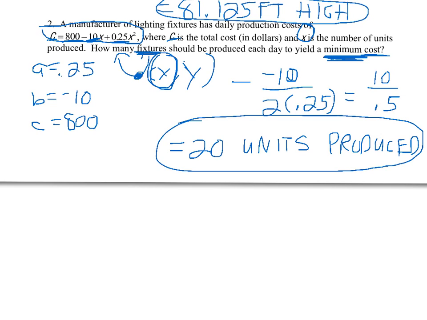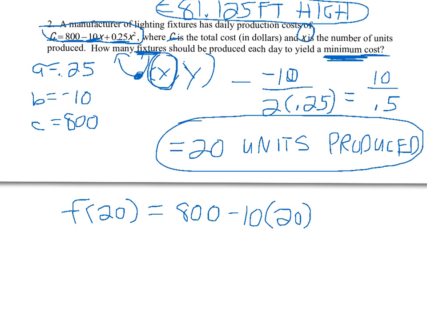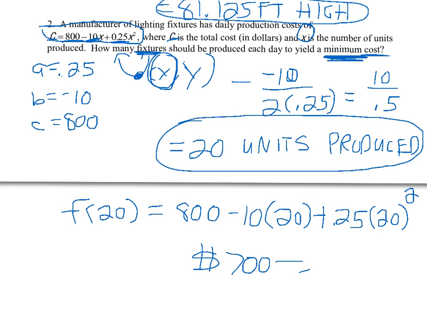So when doing these problems, you're going to have to do negative B over 2A, but make sure you know, do I have to find the X value for the vertex, or do I have to find the Y value of the vertex? If it said, hey, what is the minimum cost, this is what you do. You just take 20 and plug it into all the X values, so you're going to have 800 minus 10 times 20 plus 0.25 times 20 squared. Just throw that in your calculator, and it'll give you an answer of $700. This would be the minimum cost.